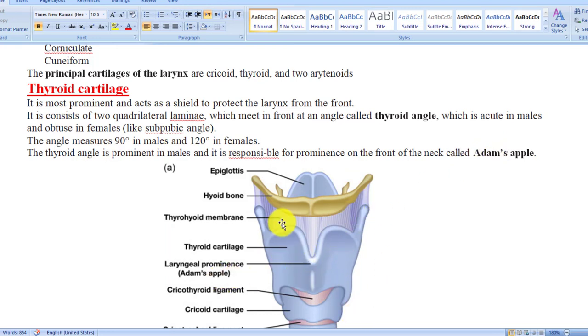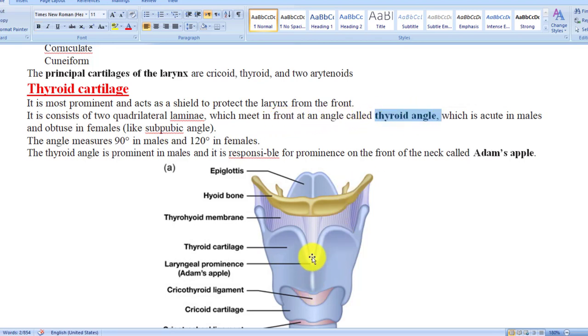Here and here will be the two thyroid laminae, right? And in between the two thyroid laminae, there is this prominent region of the thyroid cartilage. This is called the Adam's apple, or the prominence of the thyroid cartilage. Then it consists of two quadrilateral laminae. Quadrilateral means 4-angular laminae which meet in front at the angle called the thyroid angle.